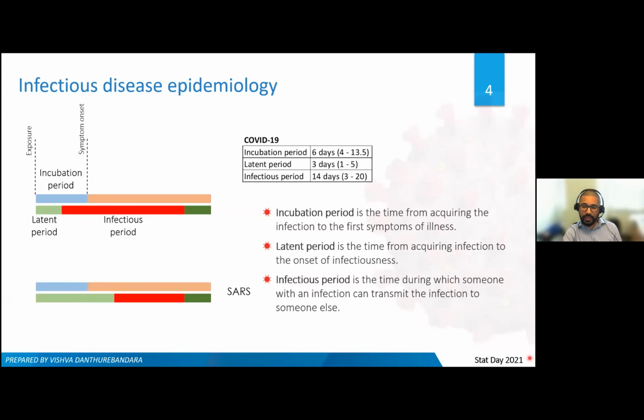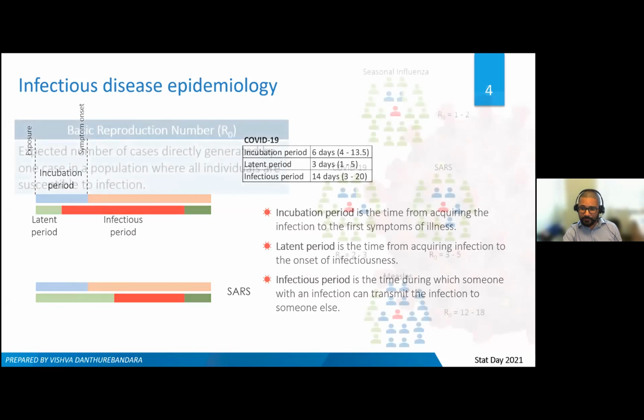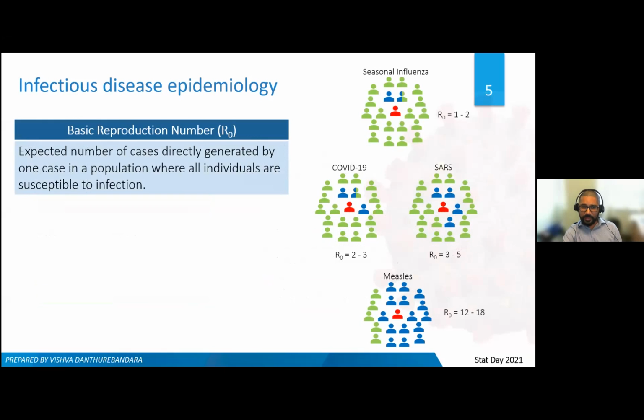That means people have symptoms before they are infectious, before they can transmit to other people. So living in a pandemic for 16 months, I'm pretty sure you have all seen and heard about these keywords. While the next parameter I'm going to introduce is an important one. It is the basic reproduction number, also called the R0.